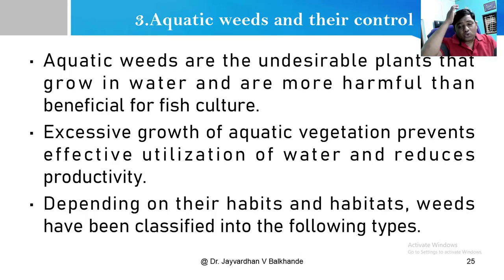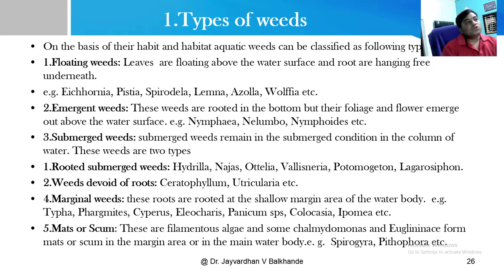The excessive growth of this aquatic vegetation prevents the effective utilization of water and reduces the productivity of the water body. That's why these aquatic weeds should be removed from the water body when we think about fish culture. Depending on their habits and habitats, the weeds have been classified into different types. Let us discuss the types of aquatic weeds present in the water body one by one.